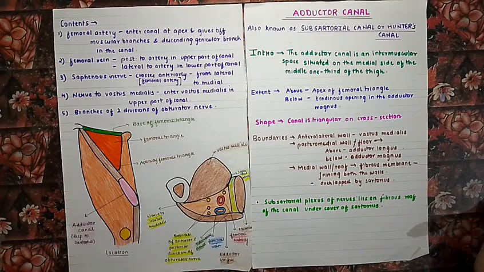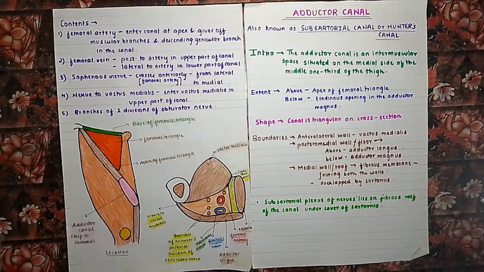I am going to upload the whole syllabus of anatomy including upper limb, lower limb, thorax, abdomen, pelvis as well as CNS. So we are started with the lower limb session. Our today's topic is adductor canal. This topic we will be studying with the 3-4 subtopics including introduction, extent, shape, boundaries as well as content. So adductor canal, also known as Subsartorial Canal or the Hunter's Canal. Let's begin with the introduction.